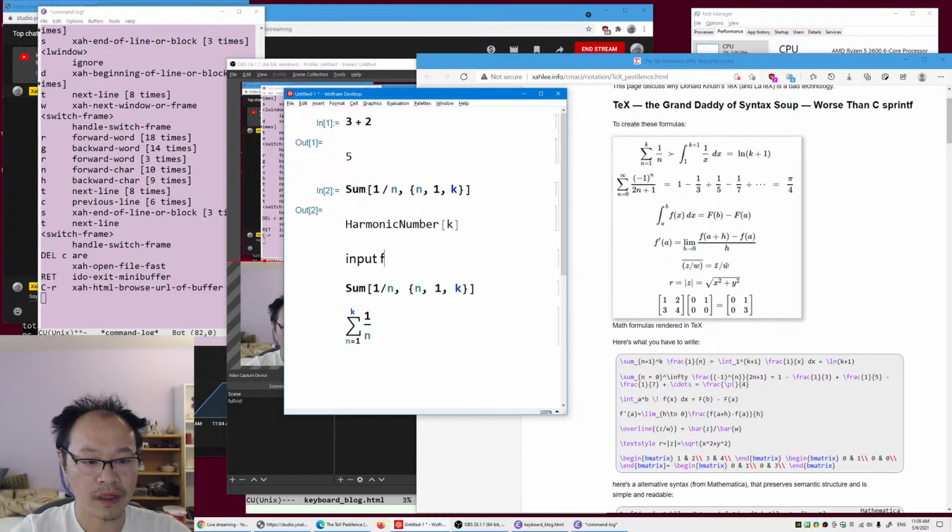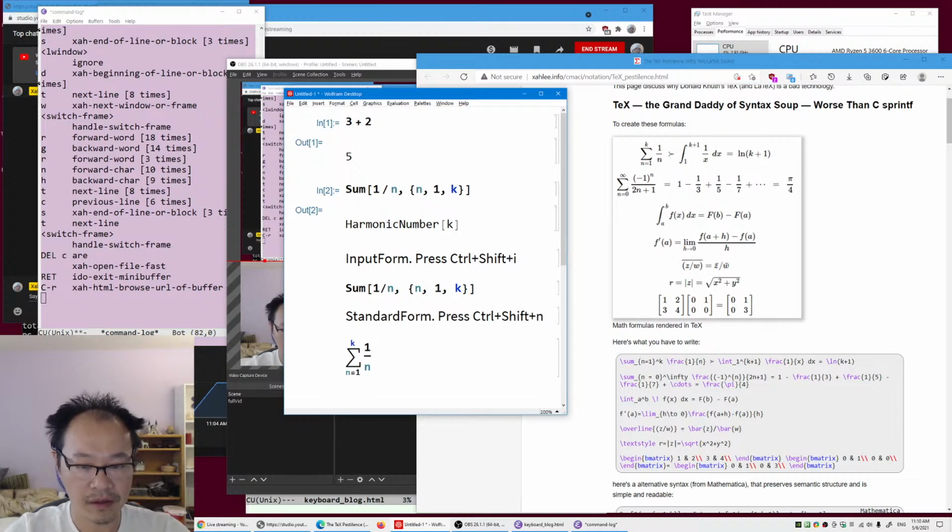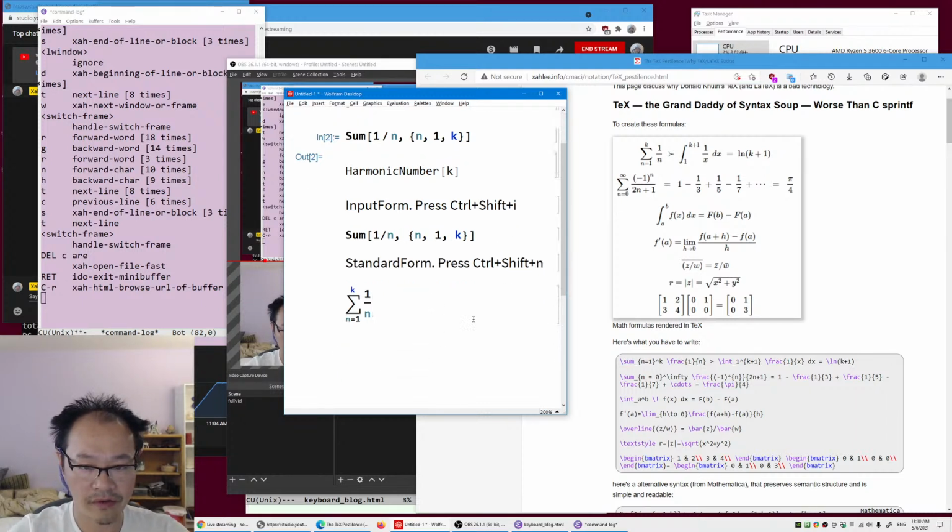Okay, so input form. Press Control Shift I. Okay, so that's the input form. Then Alt 7. Let's see. Alt 7. Then standard form. Press Control Shift N. Okay, so that is the standard form.